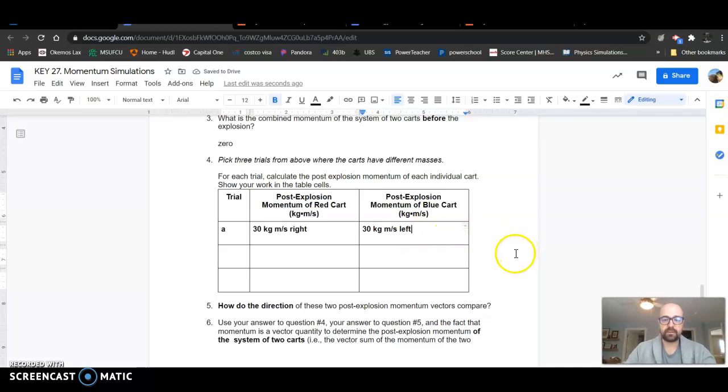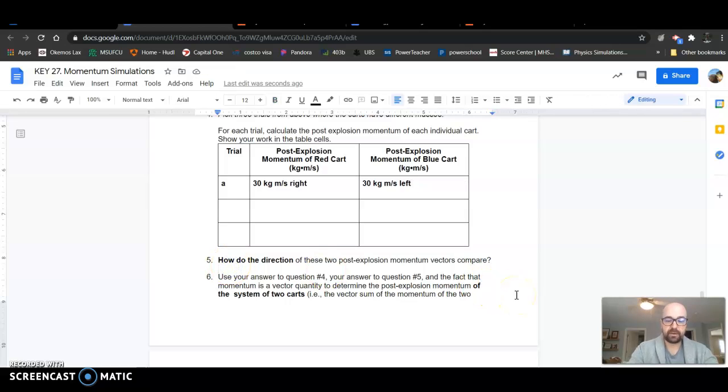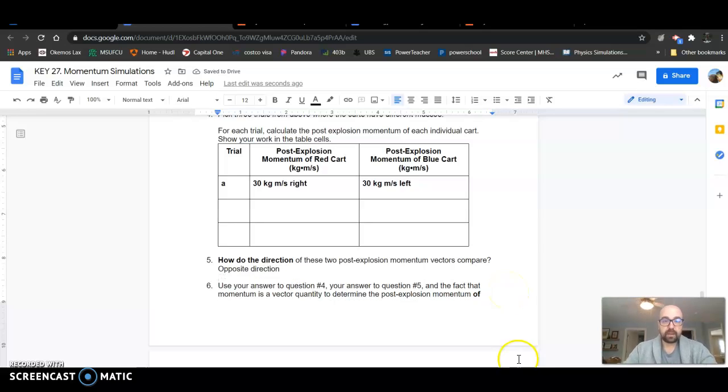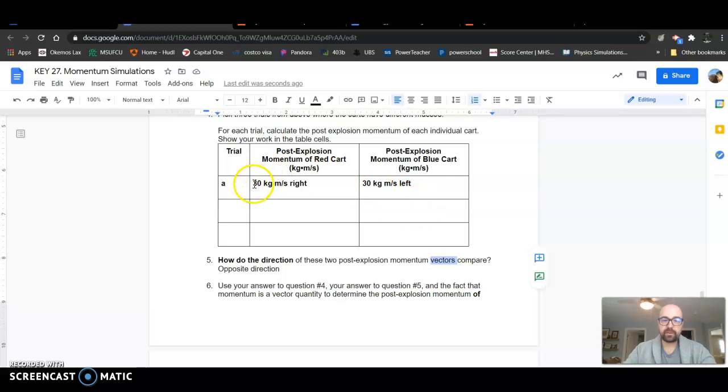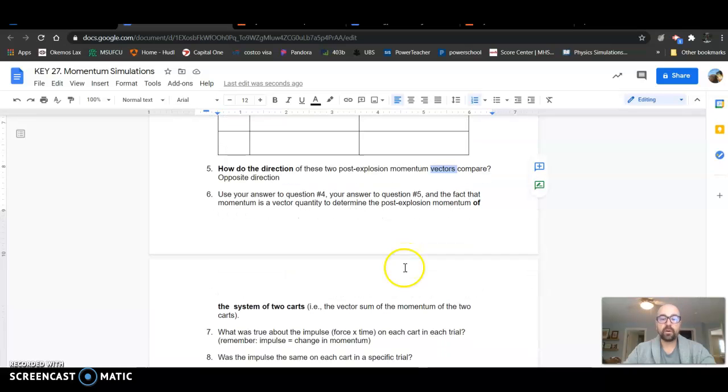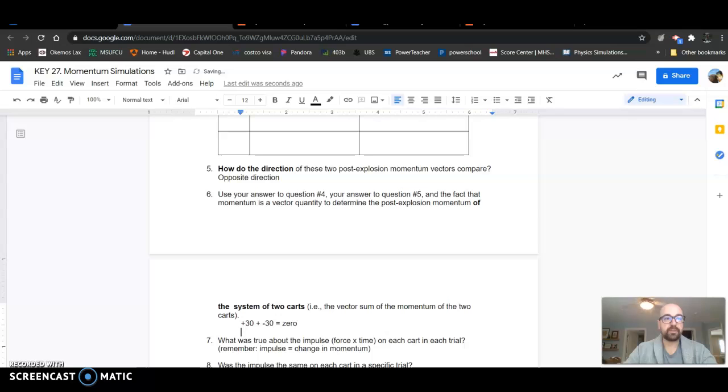And direction here is what really makes a difference. So 5 says, how do the direction of these compare? And they're the opposite direction. Ideally, you know that because these are vectors, and the direction matters. If we were to add these, we'd have 30 kilogram meters per second to the right, that would be positive, and then to the left would be negative. So what's the vector sum of these? Positive 30 plus a negative 30, which equals 0. So that was a key thing about this simulation.